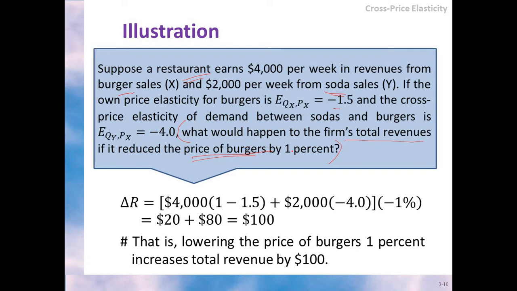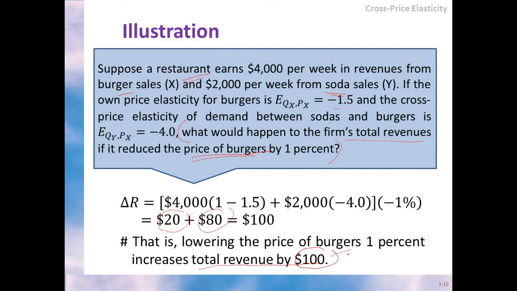Here the restaurant reduced the price of burger only, by 1%. But because burger and soda are related, in this case burger is good X and soda is good Y. So if we apply the formula just now, reducing the price of burger by 1% has an impact on the demand of soda as well. So the total revenue will increase by 100.